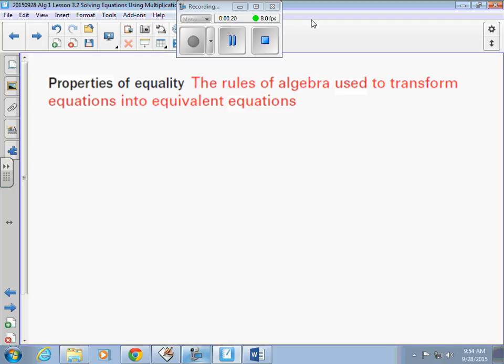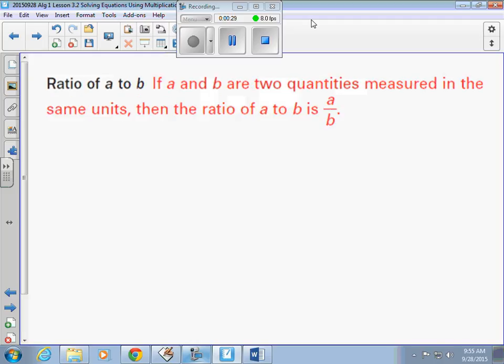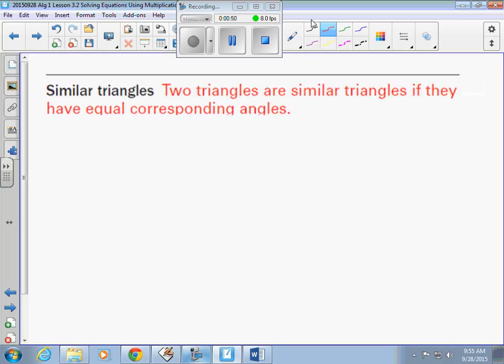Properties of equalities are rules of algebra used to transform equations into equivalent equations. We'll talk about the steps that they show, the solution steps. When you're talking about the ratio of A to B, it says if A and B are two quantities measured in the same units, then the ratio of A to B is written like that, A to B, or A over B.